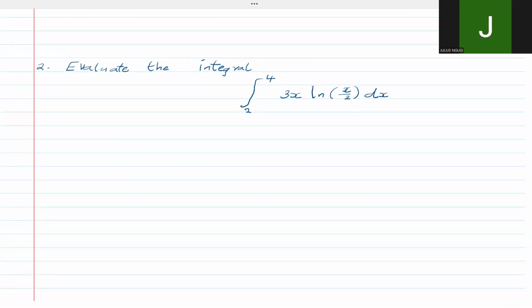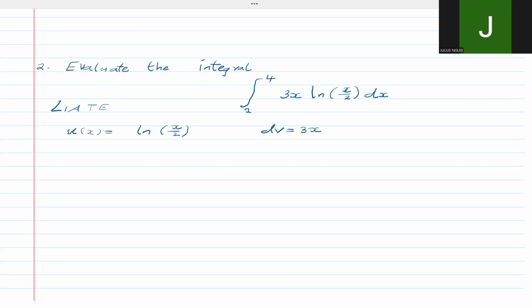Now let's do the second one. And this one is using the fundamental theorem of calculus. So we have the limits of integration, 2 as the lower limit, 4 as the upper limit. And we have 3x multiplied by natural log of x over 2 with respect to x. So don't use the table here because you're having algebraic and natural logarithm. So using our acronym LIATE, our u of x will be equal to natural log of x divided by 2. And our dv will be equal to 3x.